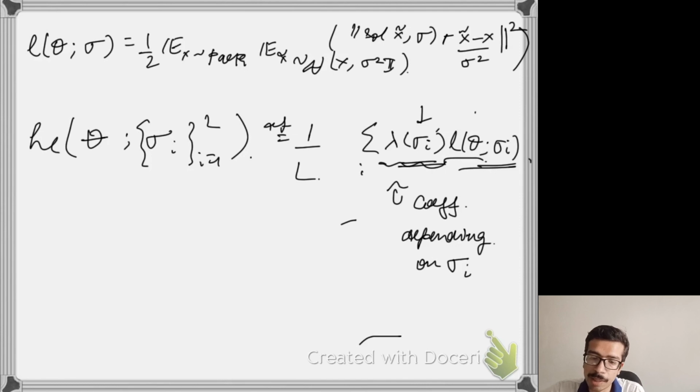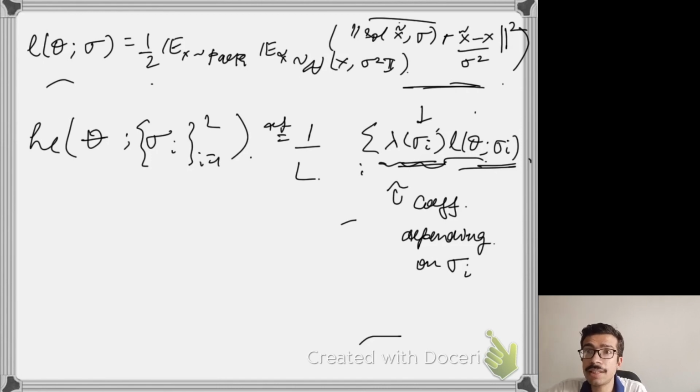Now, if you look at the term L theta sigma, what is the order of magnitude? Its order of magnitude is roughly the squared difference between the score and the true score values, the true gradients of the log of the conditional probabilities. Now, x tilde minus x over sigma squared, what is the order of magnitude?